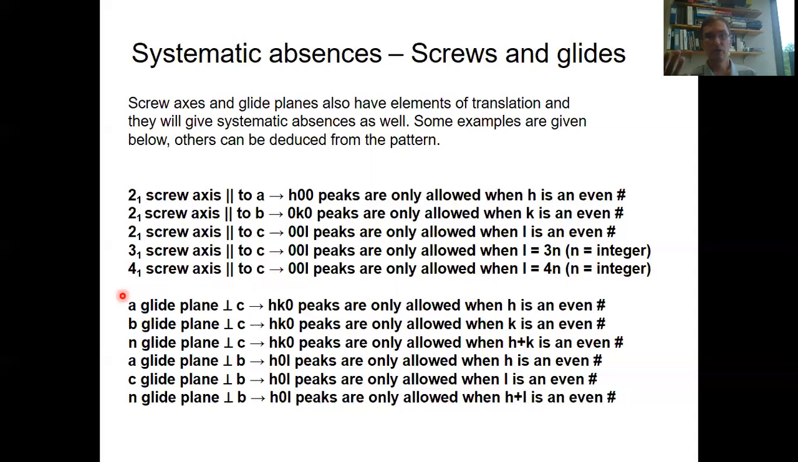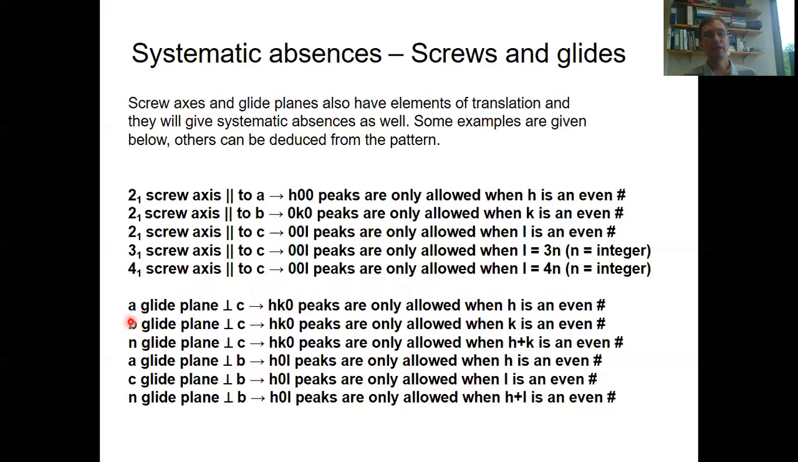Glide planes can also cause systematic absences. For instance, when you have an A glide plane perpendicular to the C direction, then for peaks of the type HK0, H would have to be an even number. So you could have, for instance, a 2, 1, 0 or a 2, 2, 0, but you couldn't have a 3, 2, 0, for instance.